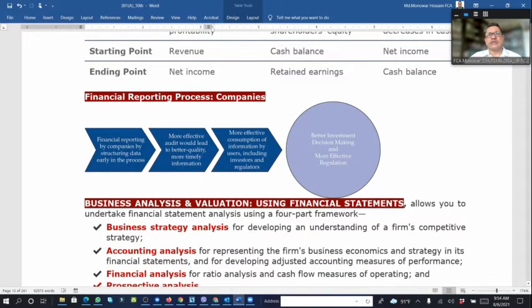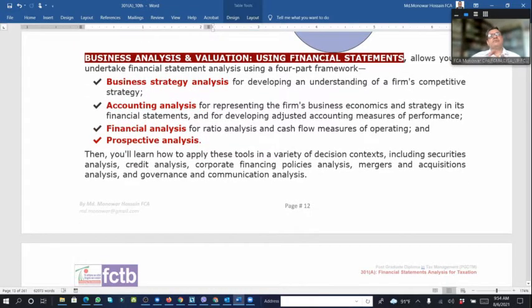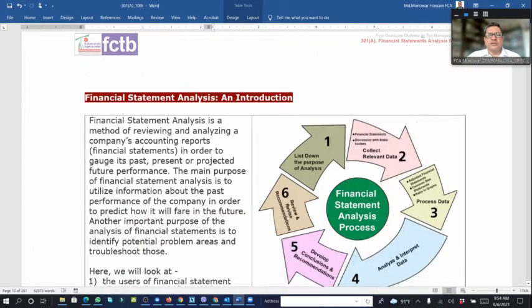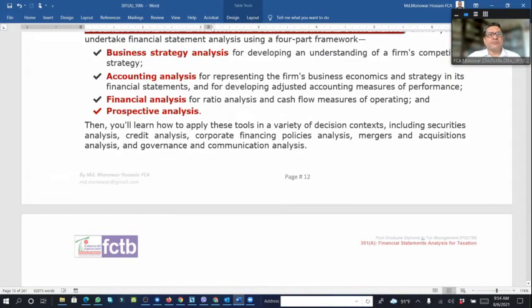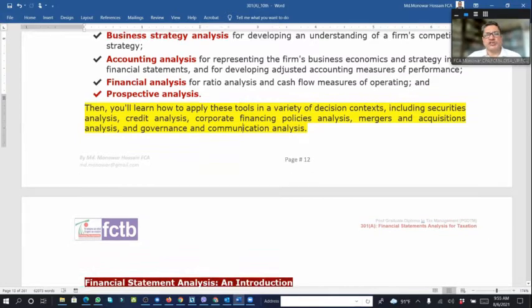So what is the relation that concerns financial reporting? Here we see business analysis and valuation using financial statements. How will we value it? We will analyze it, and we need the analysis for taking the right type of decision, management decisions. Sometimes we also need it for merger and acquisition policy, corporate financing policy adoption, etc. For that type of decision, we need the valuation also.